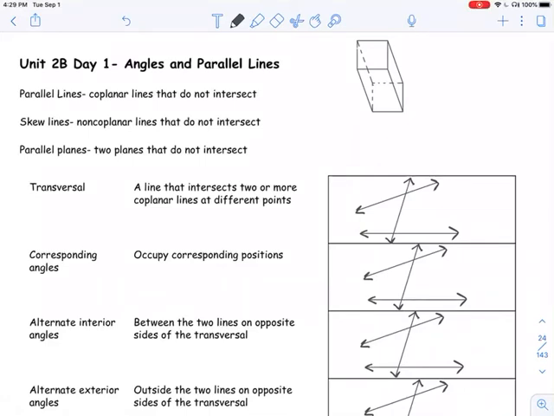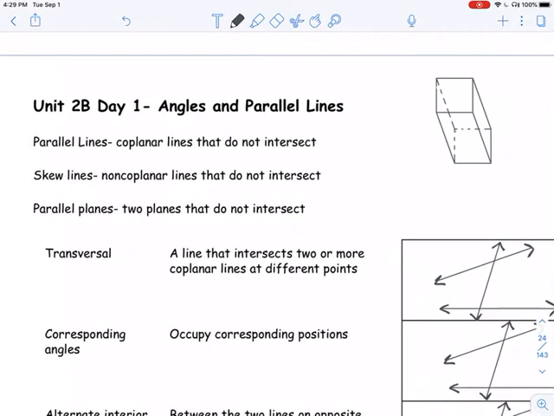All right, we're going to start here on angles and parallel lines. I've drawn this little 3D box over here to just kind of show you guys where each of these angles, where each of these lines could occur. So if we talk about parallel lines first, parallel lines are coplanar lines that do not intersect.